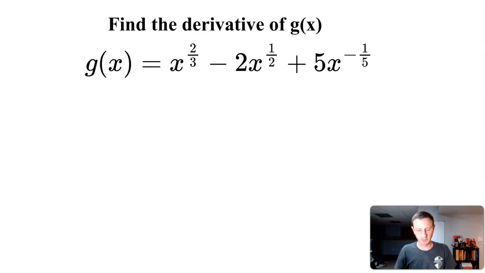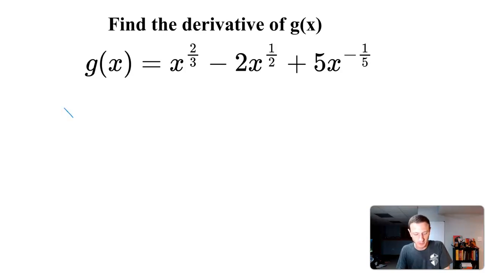In this video, I'm going to take a look at finding the derivative of this function g of x. The function we're looking at is x to the 2/3 minus 2 times x to the 1/2 plus 5x to the negative 1/5. So on the surface, this is a pretty straightforward power rule derivative. But the problem is that the exponents are a little messy. So I think if you're newer to taking derivatives, or even a little bit experienced, there are a lot of spots in this problem where you could potentially make an error.